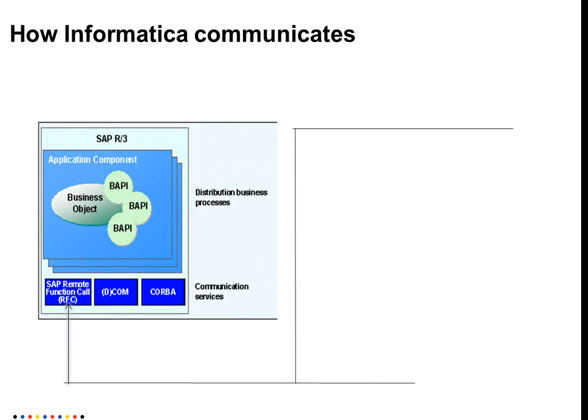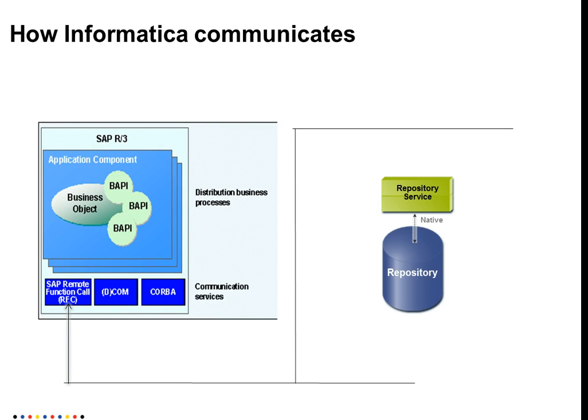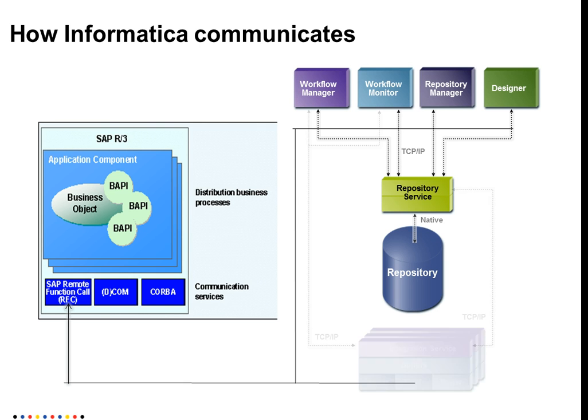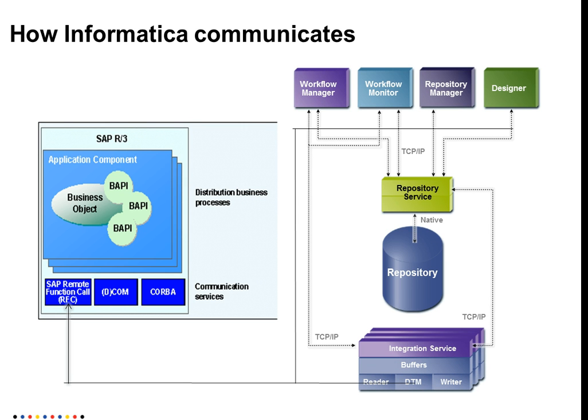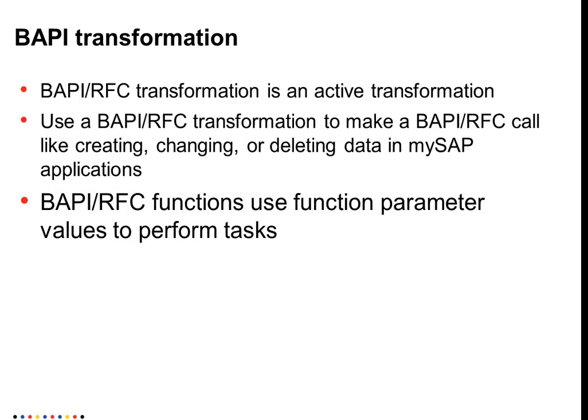How does Informatica communicate to BAPI? SAP R3 has BAPI components, and there are SAP remote function calls called RFCs. So the BAPIs which Informatica accesses are RFC enabled. We have the repository and our client tools, and then the integration service which forks the DTM, and the DTM communicates to this SAP remote function call, called RFC, and thus we get the data back.